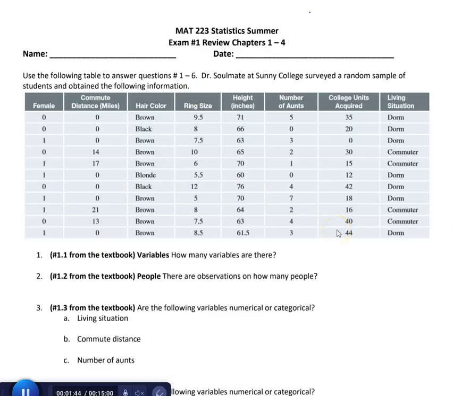And the first thing I want to make sure you're comfortable with is understanding the different types of variables. So this was back in Chapter 1 at the very beginning. One of the first things we talked about was that you have variables that are either categorical or numerical. And those are the two types of variables we work with in this class. So on a question like number 1, they're giving you a chart with a bunch of data.